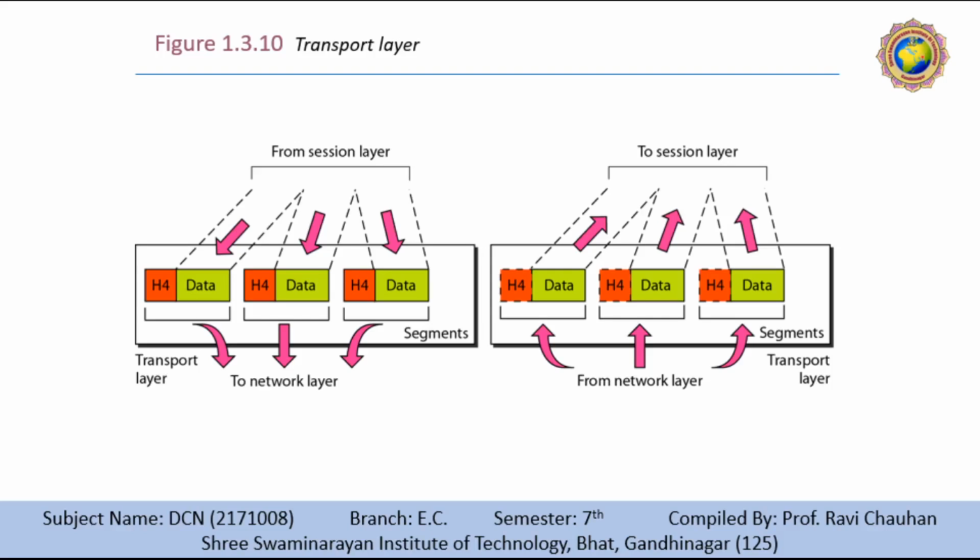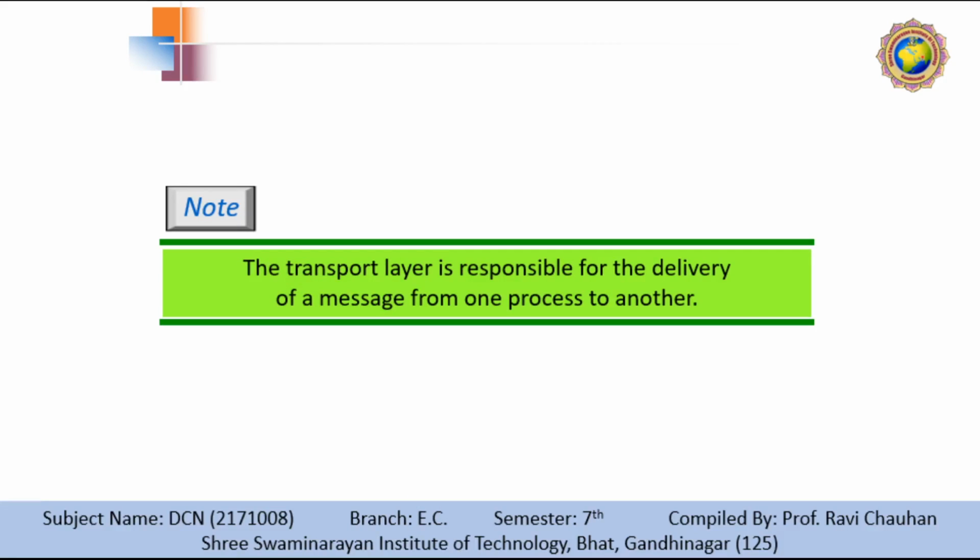The physical layer deals with bit streams, the data link layer deals with frames, the network layer deals with packets, and our transport layer deals with segments. Each segment has a header also. So you can say that the transport layer is responsible for delivery of a message from one process to another.